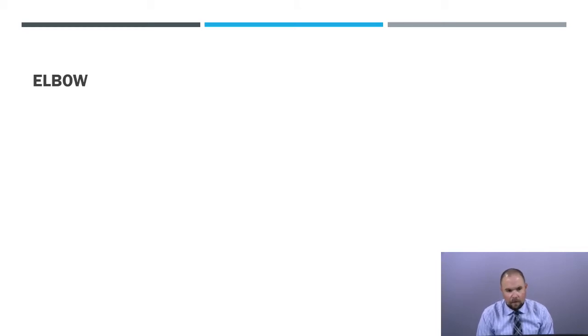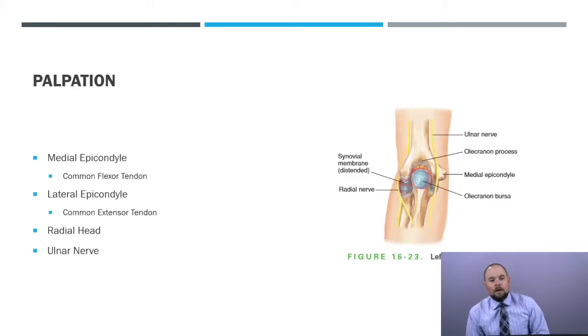Moving down the body into the elbow. Again, we'll talk about the palpatory examination. So the elbow, there's several things you want to palpate while you're examining. The first would be the medial and lateral epicondyle. These are important structures. They're a common source of pain for patients. The common flexor tendon inserts onto the medial epicondyle, and the common extensor tendon inserts onto the lateral epicondyle. And again, these are very common for overuse type injuries.